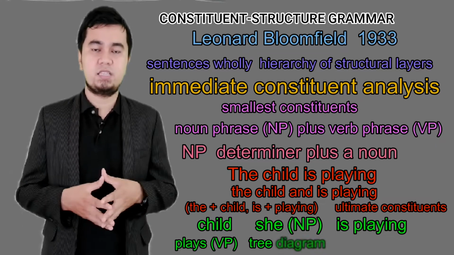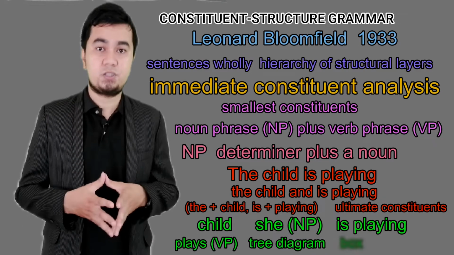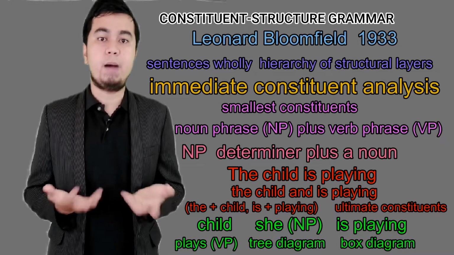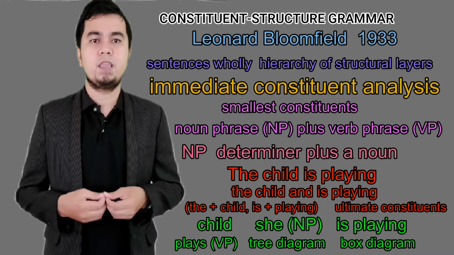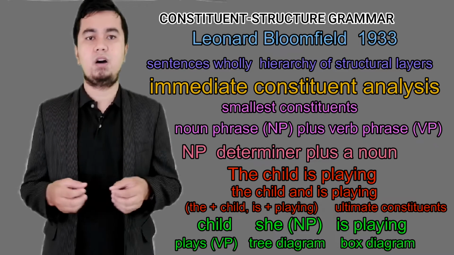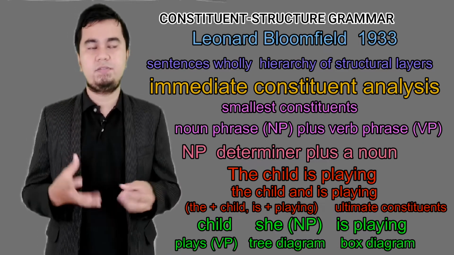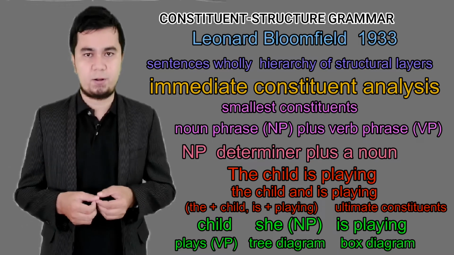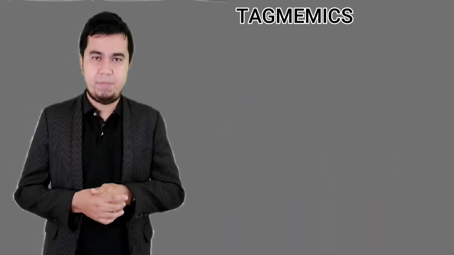One example is the tree diagram, which I know we are very familiar with. Or the box diagram, we have that also. The segmentation is supported by various tests on the different aspects of the constituent grammar structure. On the other hand, we have tagmemics.